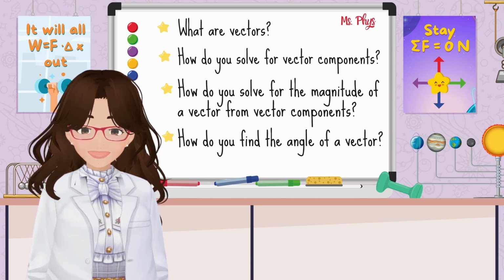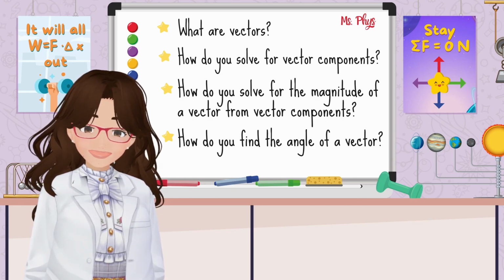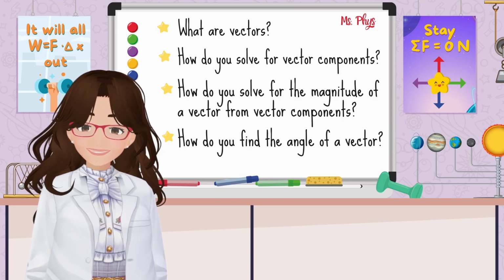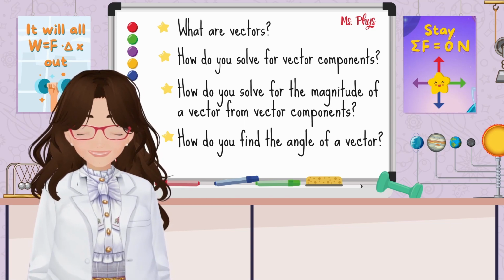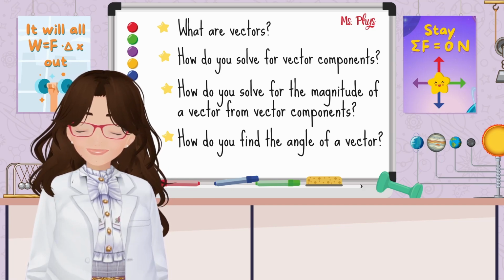So the first question we're going to address is what are vectors? How do you solve for vector components? And how do you solve for the magnitude of a vector using vector components? And then how do you find the angle of a vector? Please feel free to use the timestamps below to hop to whatever you may need. They're going to be in chronological order, and they will have a description as well as examples to follow every single one of them.